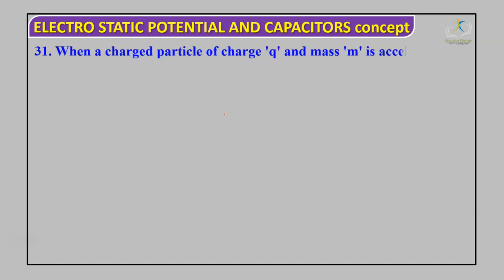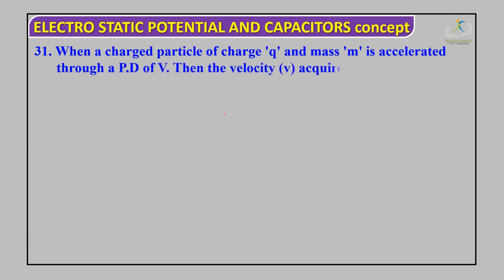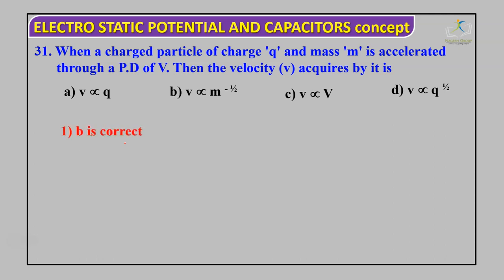Next question we have. When a charged particle of charge Q and mass m is accelerated through a potential difference of V, then the velocity v acquired by it: v is directly proportional to m to the power minus 1 by 2; v is directly proportional to the potential difference capital V; and v is directly proportional to Q to the power half. Let us see the solution of this question.